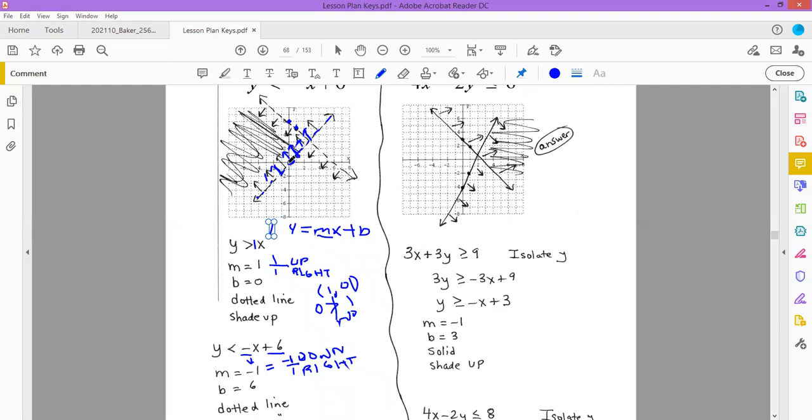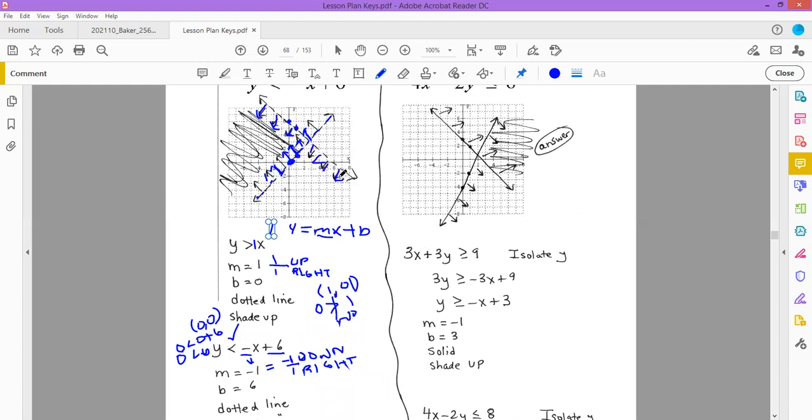We test (0, 0) because (0, 0) is not a part of the second line. When we test that point, 0 for x and 0 for y, we want to know if 0 is less than 0 plus 6. Is 0 less than 6? And it is. When we test (0, 0), we get a true statement. Therefore, we're going to shade everything below the line to the left, that section that contains (0, 0).